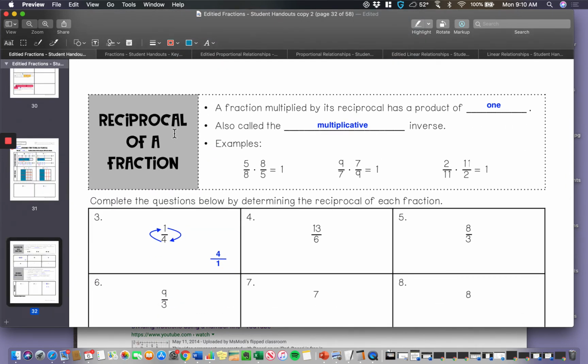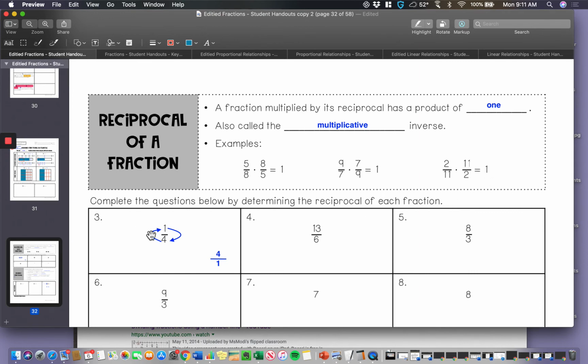We're going to be talking about a reciprocal of a fraction. A fraction multiplied by its reciprocal has a product of 1. It's also called the multiplicative inverse. For example, the reciprocal of 5/8 is 8/5, which will give me 1. So the purpose of a reciprocal is to create 1 from a fraction by multiplying it by its reciprocal. The reciprocal of 9/7 is 7/9, which will create 1. And the reciprocal of 2/11 is 11/2, and that will create 1.